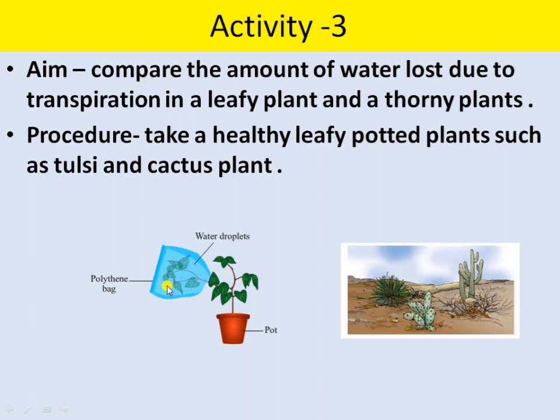Whenever you keep both the pots in sunshine for a few hours, you will then observe that the inner surface of the polythene bags has some water droplets. So you have to mention in the observation which bag has more water droplets, the one on the thorny cactus plant or the one on the leafy tulsi plant. Okay, next we move on to the 4th activity.